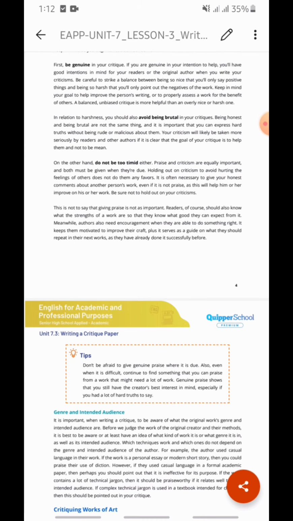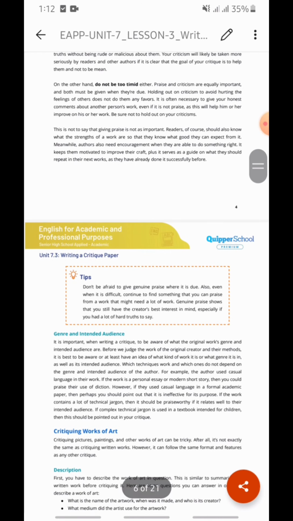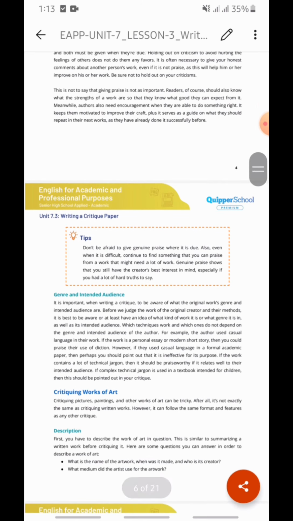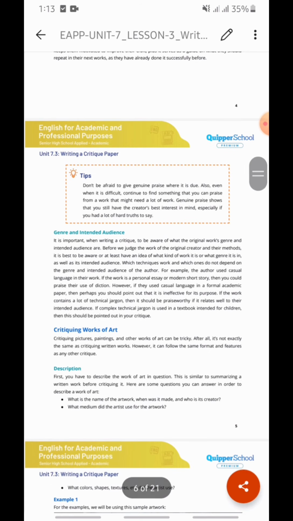So if magkamali, for example, di ba pag magkamali ta, kaya ato man ang usabon, murag ka nang gina-improve na to pa para matama. So tips, don't be afraid to give genuine praise where it is due. Also, even when it is difficult, continue to find something that you can praise from a work that may need a lot of work. Genuine praise shows that you still have the creator's best interest in mind, especially if you had a lot of hard words to say.